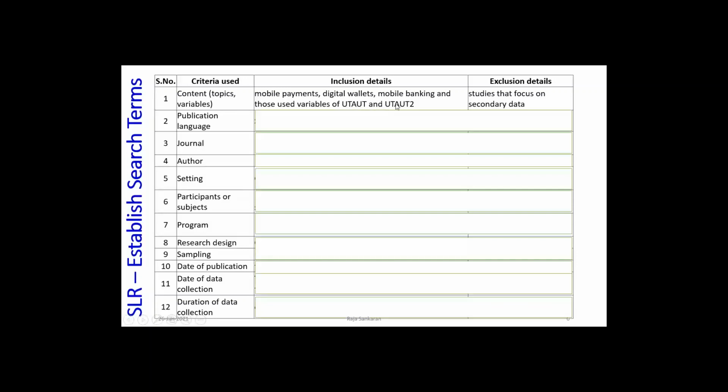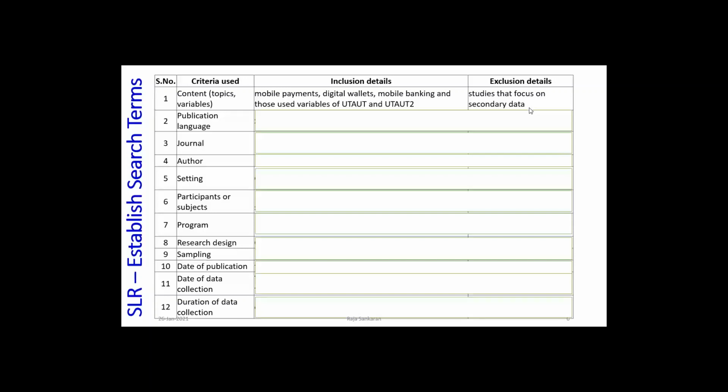I can give an exclusion criteria, for example, studies that focus on secondary data, or I could also say the studies that are focused on TAM. TAM is another popular model, the technology acceptance model. I could exclude those kinds of studies as well.